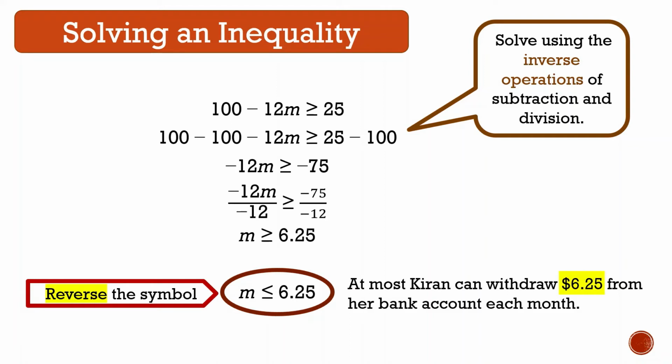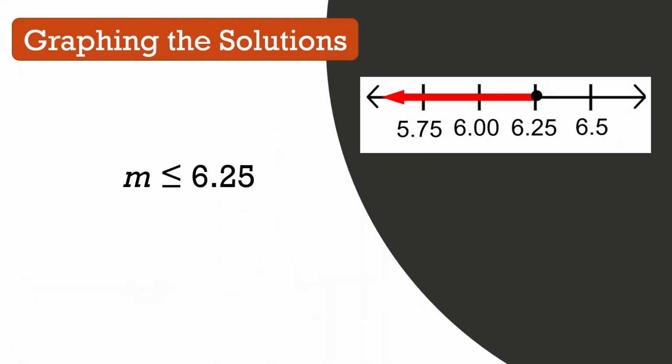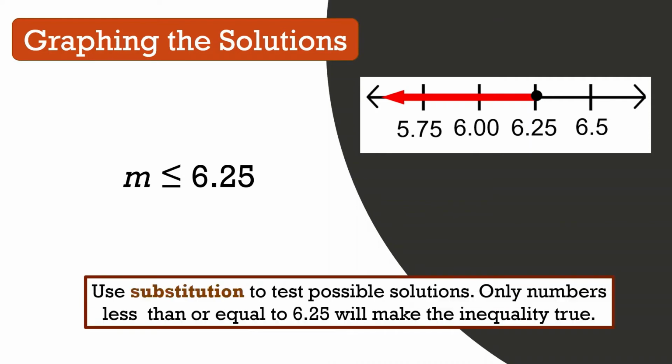account each month. We graph this on a number line. M is less than or equal to $6.25. So we put a closed circle at $6.25 and draw an arrow to the left. Remembering to use substitution to test possible solutions, only numbers less than or equal to $6.25 will make the inequality true. Let's look at example 3, solutions and context.